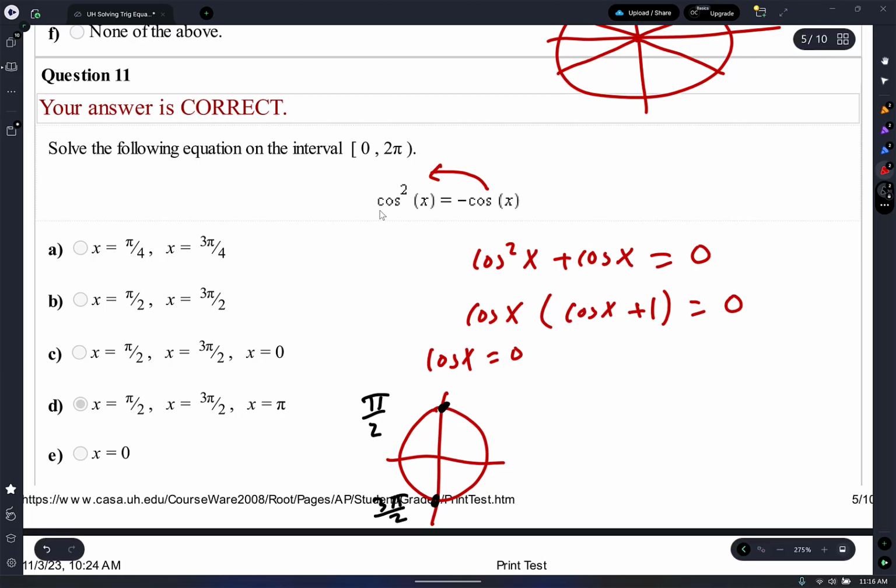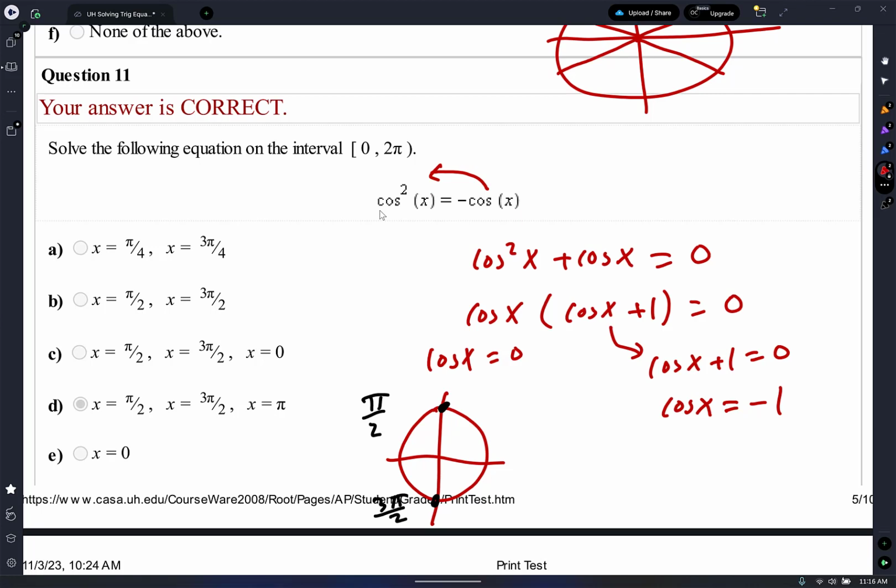But now look, you're going to have a unique answer right here. Then you do this inside expression. Cosine x plus 1 equals 0. I move the 1 to the other side. Where is cosine x equal to -1? At pi. Yeah, perfect. So those are your answers. So look for pi over 2, pi, and 3 pi over 2.